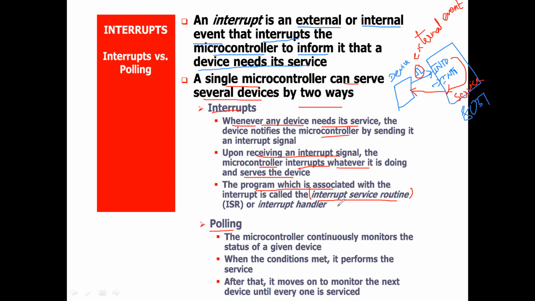What is the polling method? This is the other way of servicing. In polling, the controller continuously monitors the device, whether it is giving a signal or not. This is one of the methods, but it is a waste of time, because every time the controller has to check the status. Interrupt is always the most preferred in industry, so industries will be using this concept.